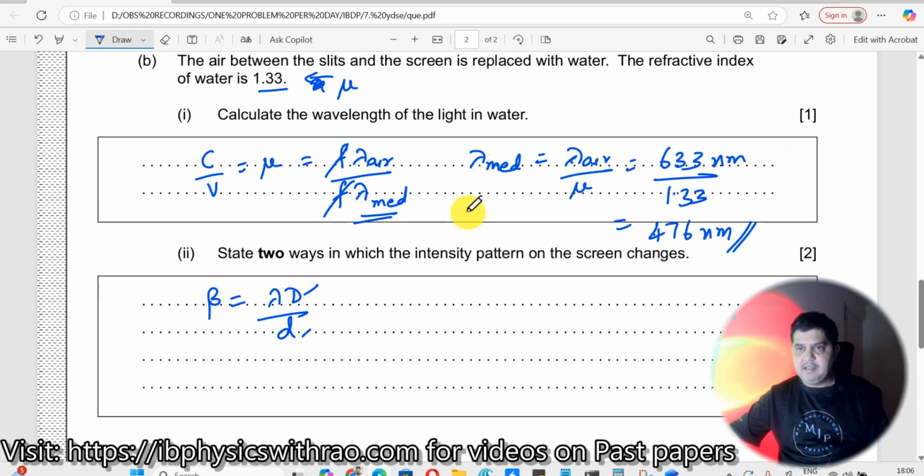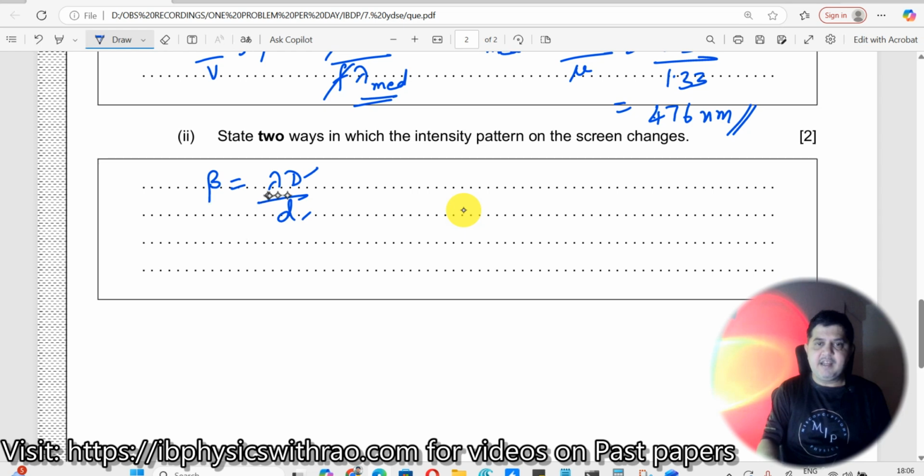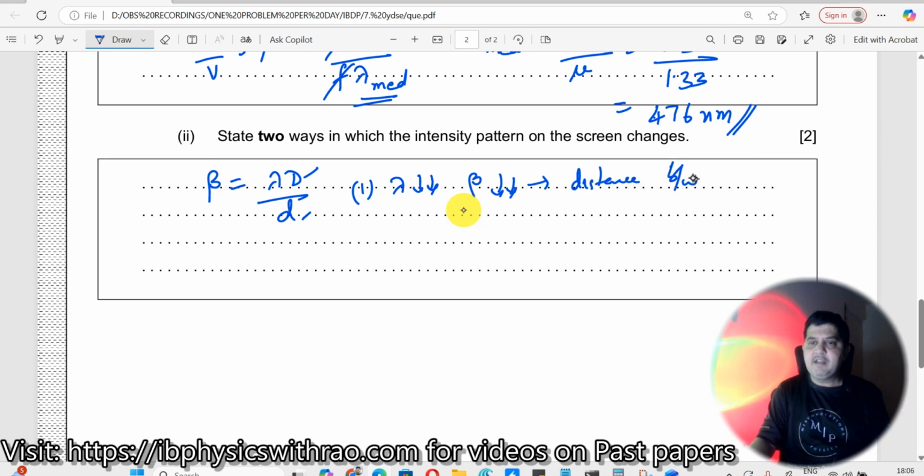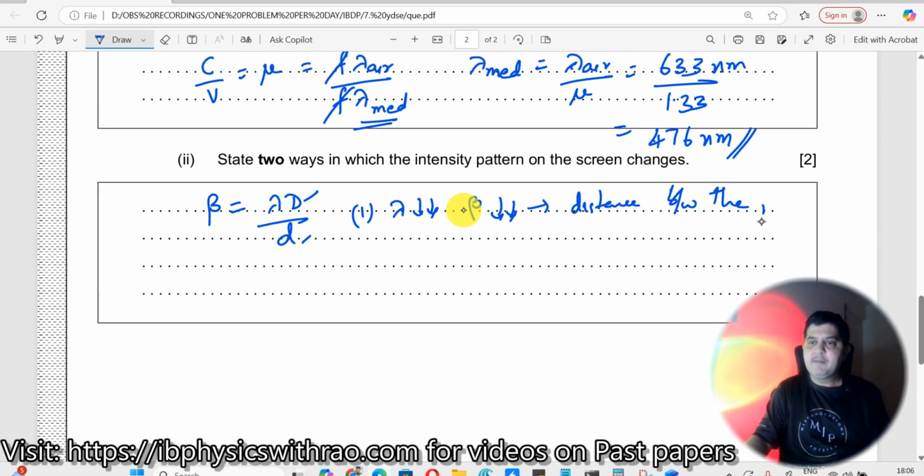So what's happening to lambda? Let us compare the values. Earlier it was 633, now inside water it is 476, which means the value of lambda is decreasing. When the value of lambda is decreasing, what can happen? First one, the value of beta also decreases. But don't just write beta over here. You should mention the distance between the peaks decreases. For the first one, you get 1 mark.